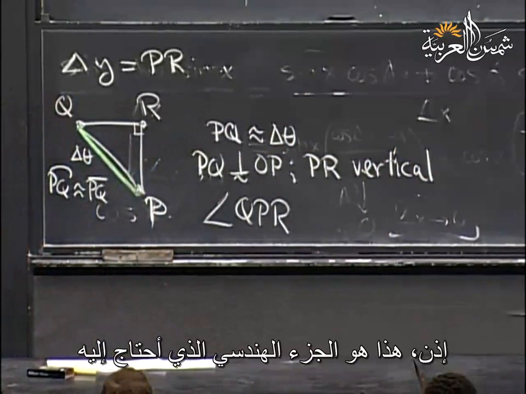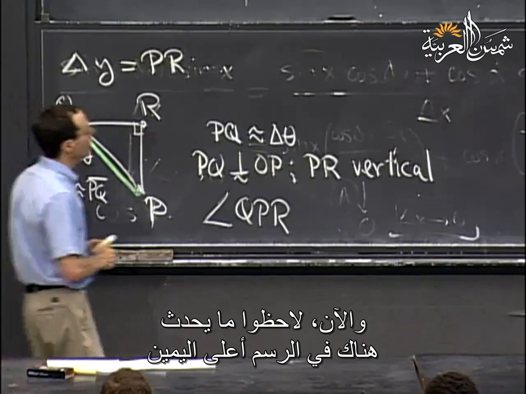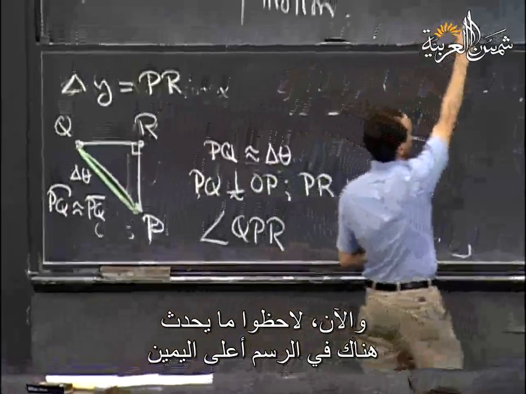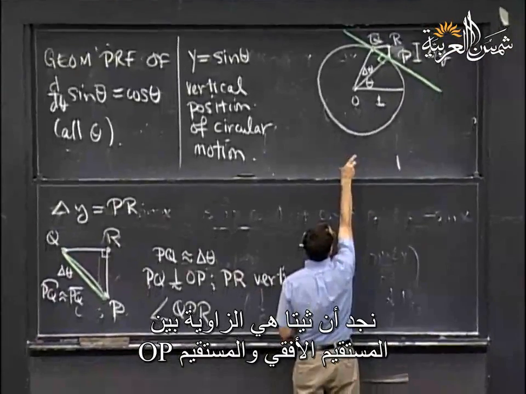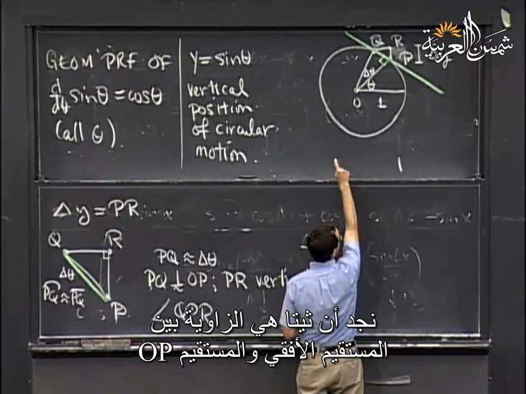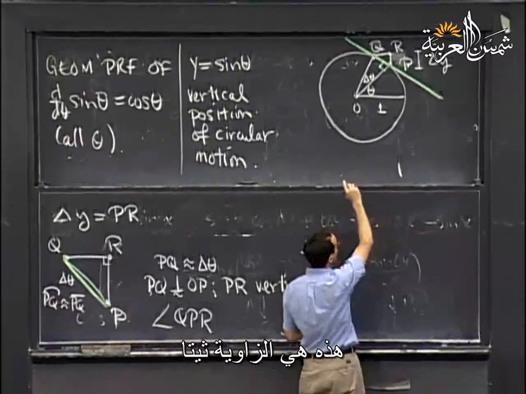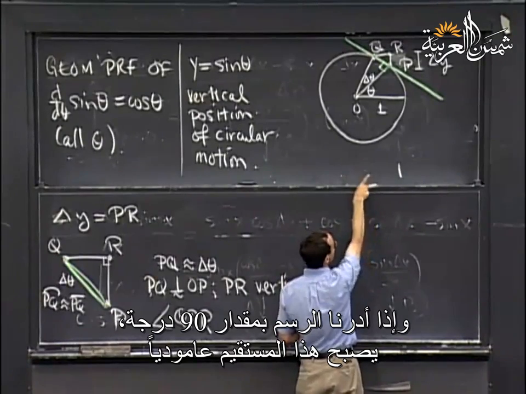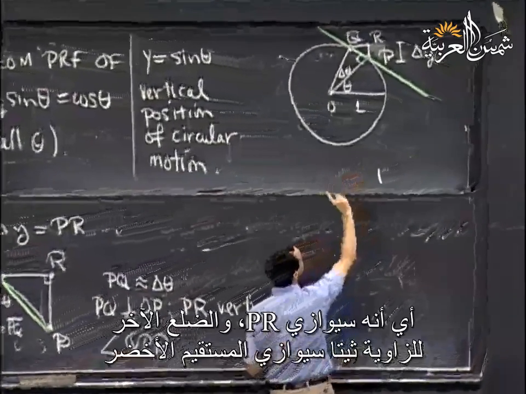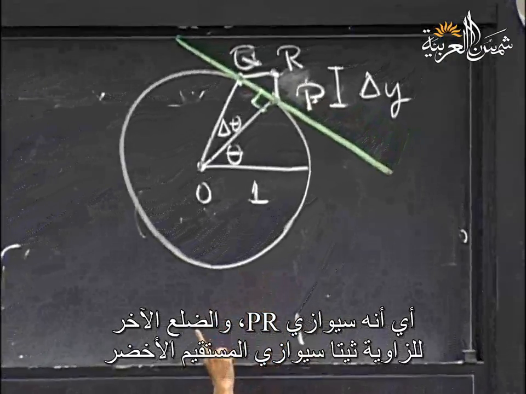Okay? So those are the two pieces of geometry that I need to see. And now notice what's happening upstairs on the picture here in the upper right. What I have is the angle theta is the angle between the horizontal and OP. That's angle theta. If I rotate it by 90 degrees, the horizontal becomes vertical, it becomes PR, and the other thing rotated by 90 degrees becomes the green line.